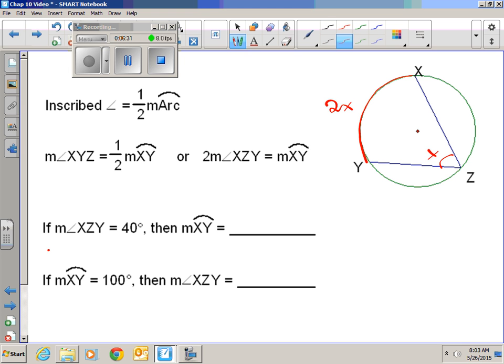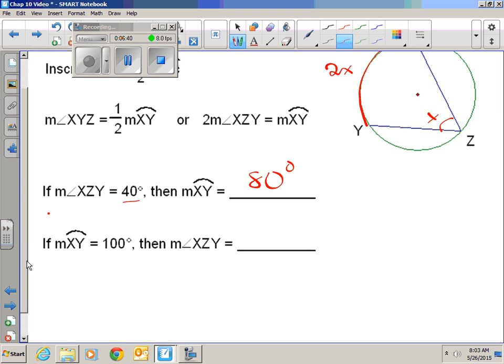So if the measure of angle XZY is 40, then the measure of the arc is going to be double that, which is 80. Or if the measure of the arc is 100, then the measure of the angle is half of that, 100, which is 50.